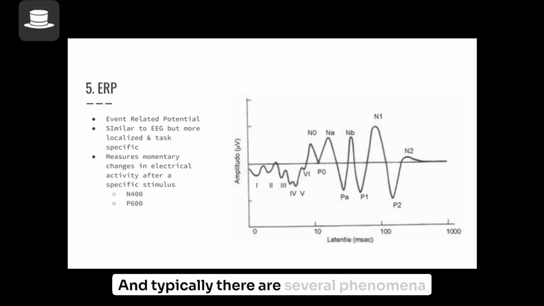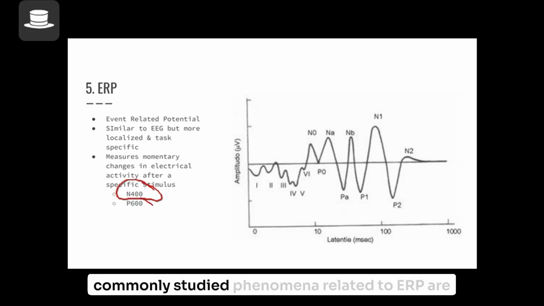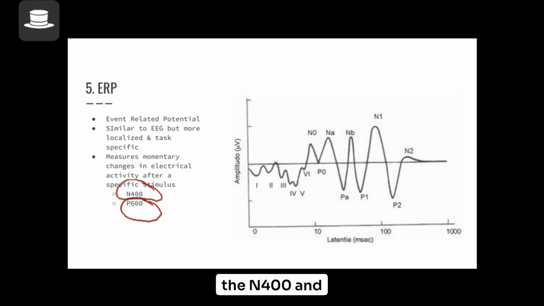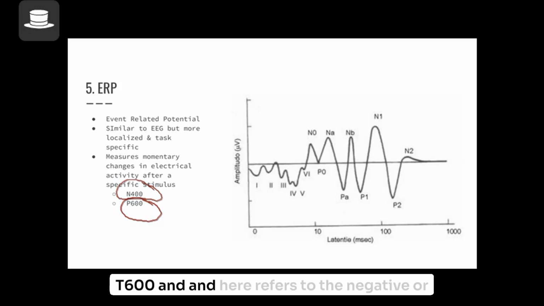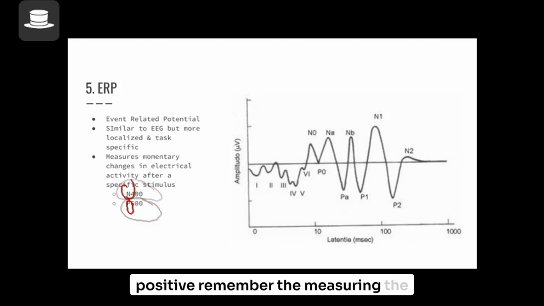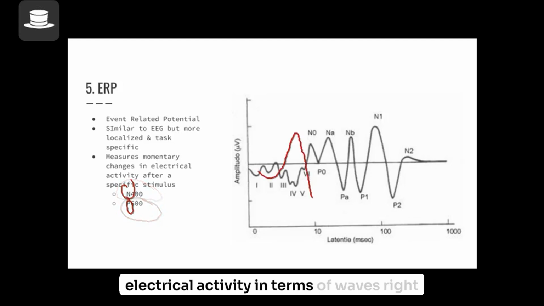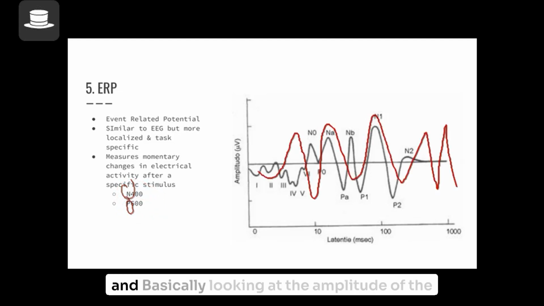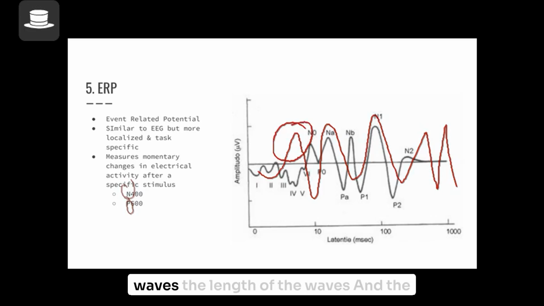Typically, there are several phenomena related to this, but the two most commonly studied phenomena related to ERP are the N400 and P600. In N400, N refers to negative, and P refers to positive. Remember, you're measuring the electrical activity in terms of waves, right? And basically, you're looking at the amplitude of the waves, the length of the waves.